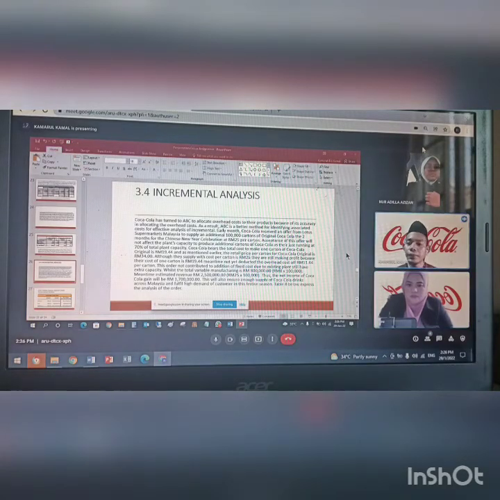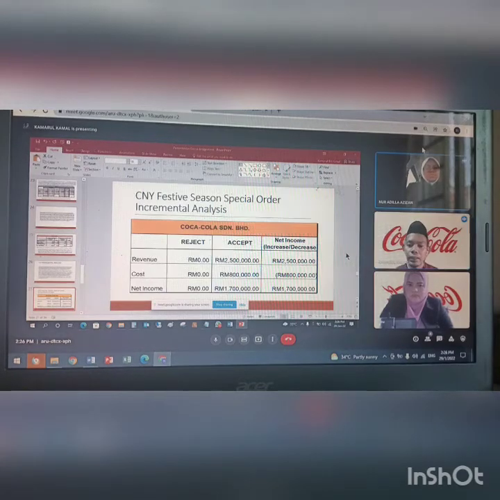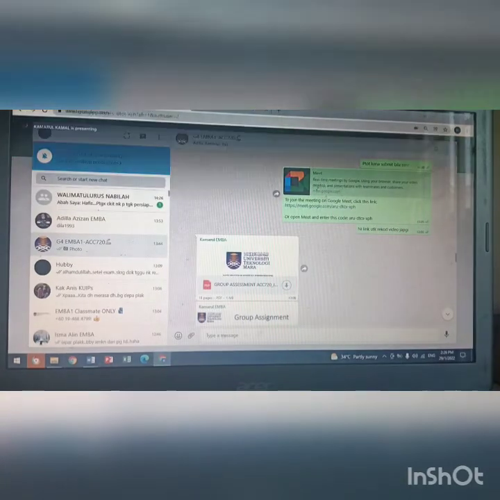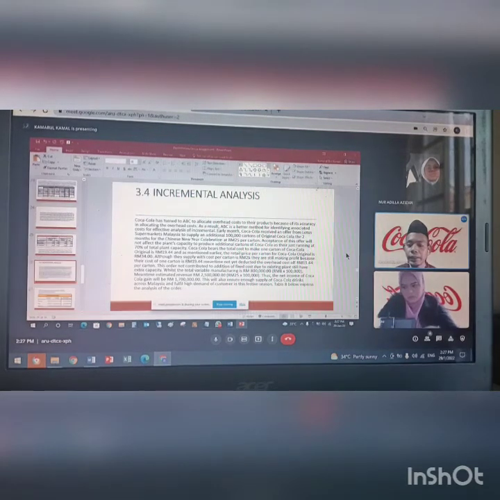This will not affect our company since our company is running at 70% capacity, so this will not incur more overhead cost. The cost that will be incurred is just the material cost. So if we accept, we get the revenue of 2.5 million minus the variable cost, from the 90 ringgit and 44 cents minus 35 ringgit, we got around 8 ringgit.